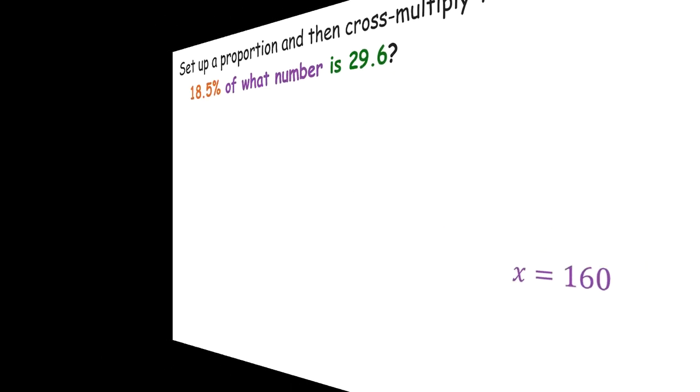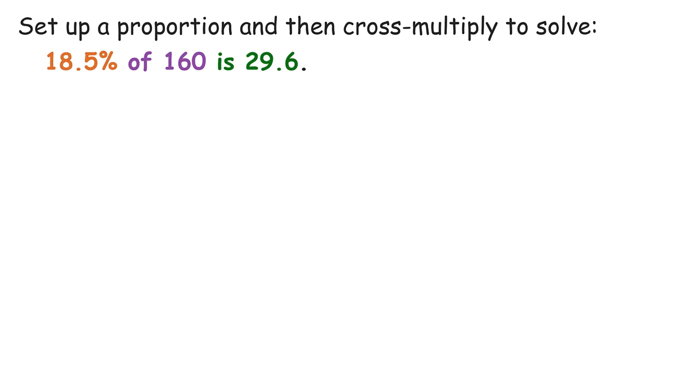So 18.5% of 160 is 29.6. You can verify the answer is correct by calculating 18.5% of 160 to see if you do indeed get 29.6.